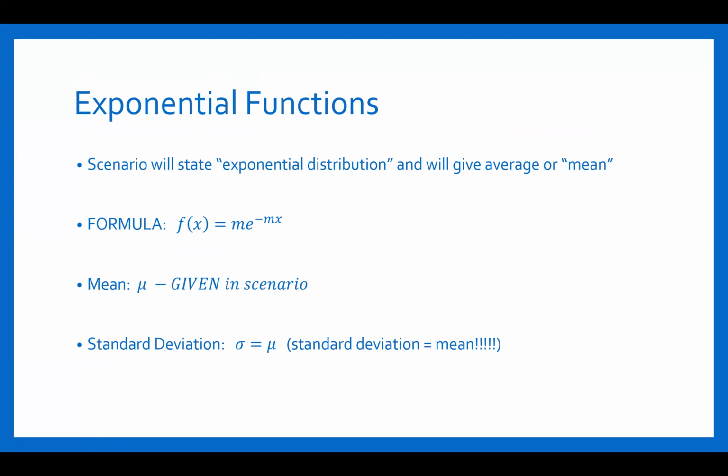Typically, your scenario will again state that it is an exponential distribution. Again, I try to make a point of that. If it doesn't, think about the scenario. Does it have something to do with time and how something is kind of, in a sense, decaying? The other thing is, with an exponential distribution scenario, they usually will give you the mean. And I've given you the formula there for the function itself if you wanted or needed to create a graph. The mean, again, is given in the scenario.